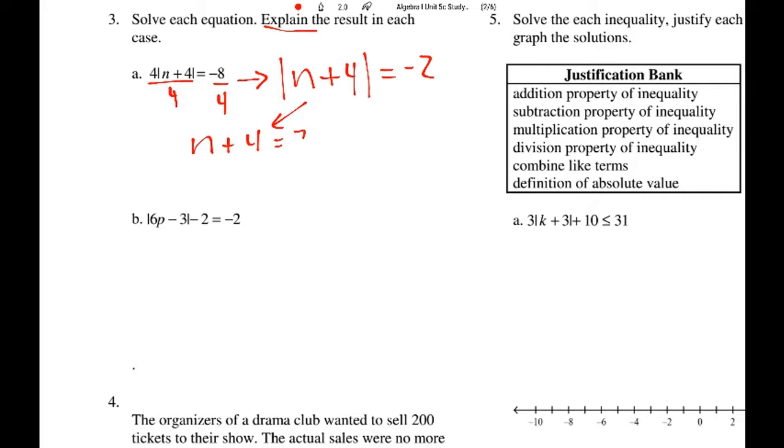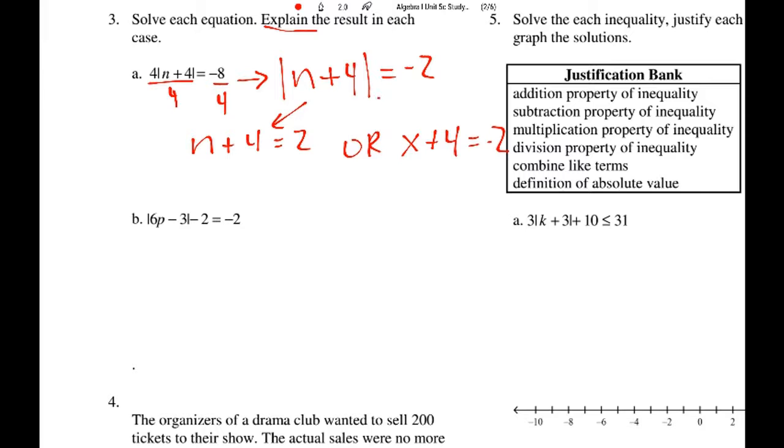All right, so we have to get the box all by himself, and we also have to explain the result, okay? How do you get rid of a multiplying 4? Divide. Make sure what you do on one side, do the other. n plus 4, okay, the box, and then -8 divided by 4, -2. Now set up your disjunction. n plus 4 equals +2, or n plus 4 equals -2.